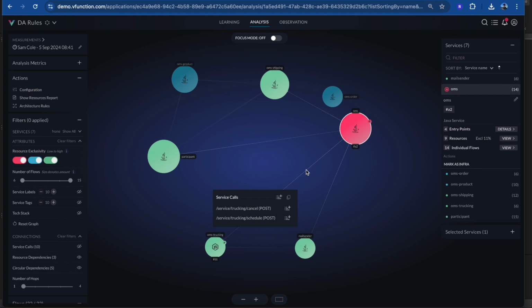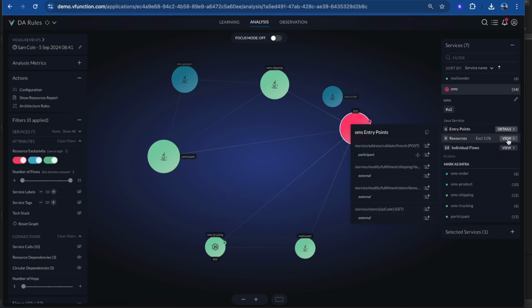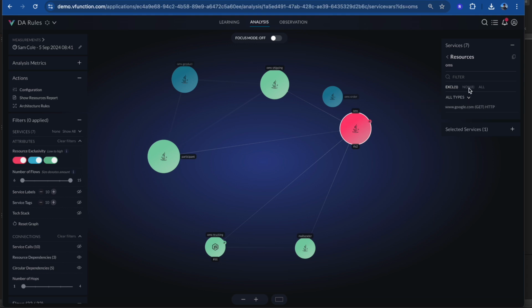The dotted lines represent calls between these services, and I can go into a specific service and get more information, like the entry points and the resources. In this case, 8 resources are non-exclusive, and all of them are database tables. We can then go further and actually look at the resources report where we map the different resources.